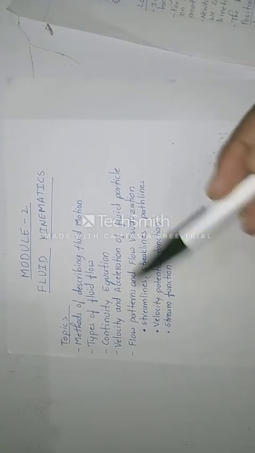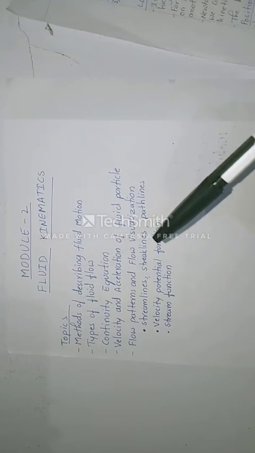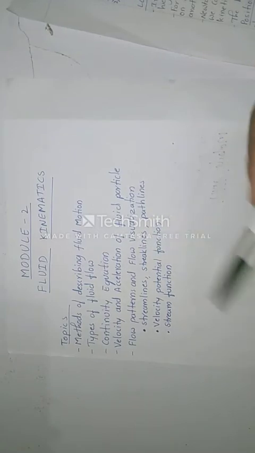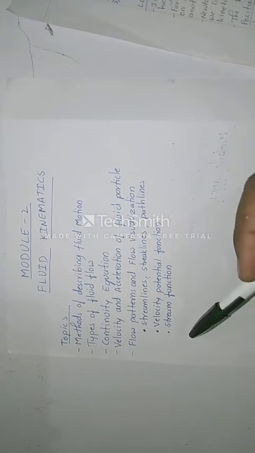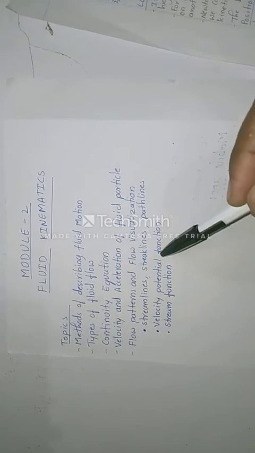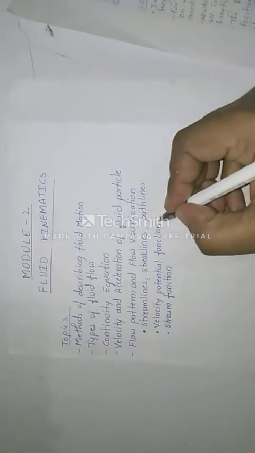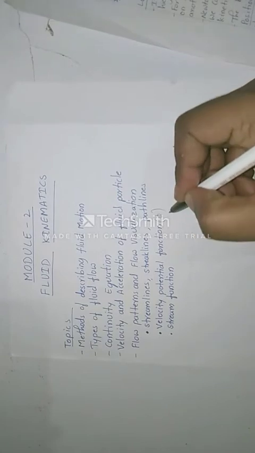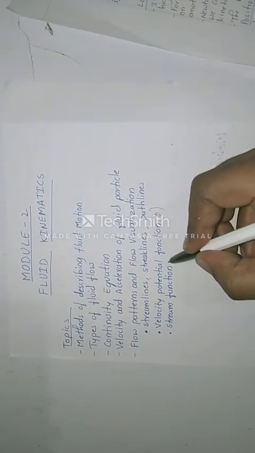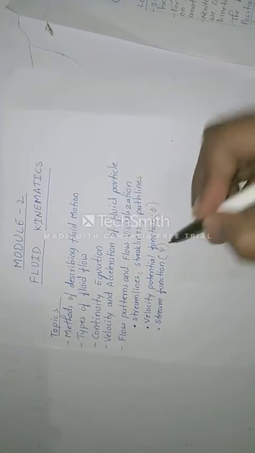Okay, so the terms that we are going to study here are streamlines, streak lines, path lines. What is the meaning of that, and what is the mathematical expression of these terms, and we'll also be studying velocity potential function, which is denoted by the symbol phi, and stream function, the symbol for stream function is psi.